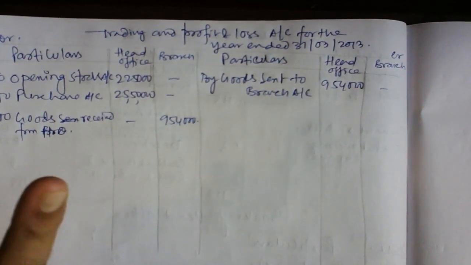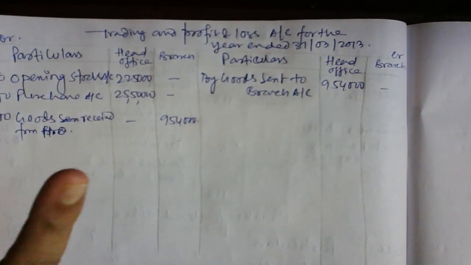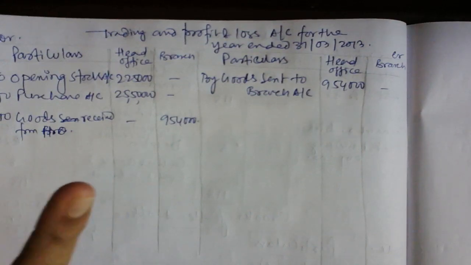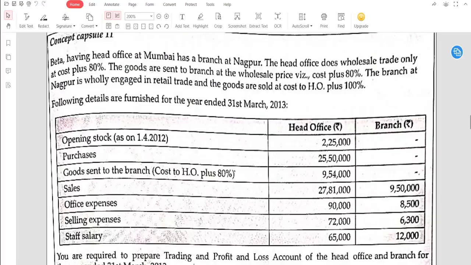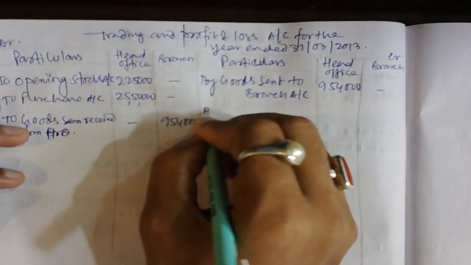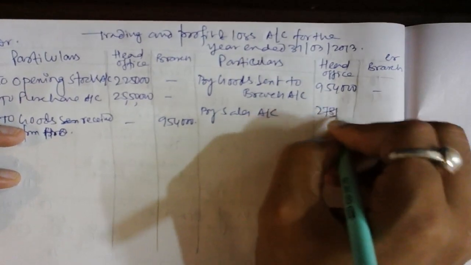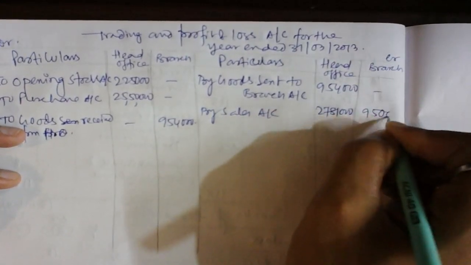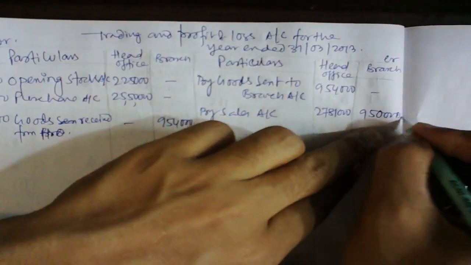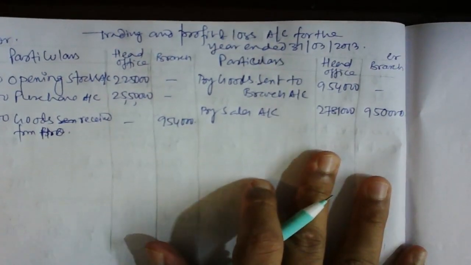Then you have sales. So in the HO books we have sales of 27,81,000 and in the branch books we have sales of 9,50,000. देखिए यहाँ पे लिखा है sales 27,81,000, 9,50,000. So यहाँ पे लिख दीजिए by sales account, 27,81,000 and 9,50,000. ये भी हो गया सर, साफ साफ बहुत easy है.